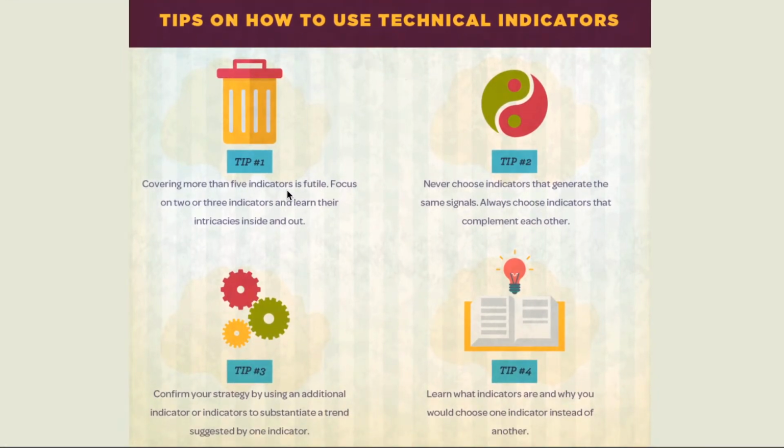So here you've got some tips, basically. How do the indicators work? And remember, we talk about you don't need all the indicators. Covering more than 5 indicators is futile. It doesn't give you anything, because there are types of indicators, the major types of indicators. That's what you need to understand, right?